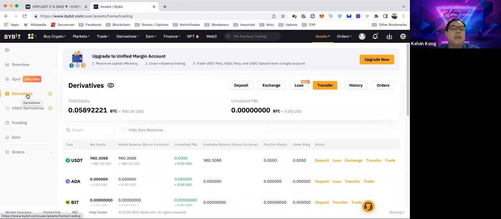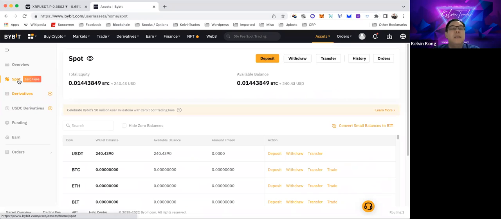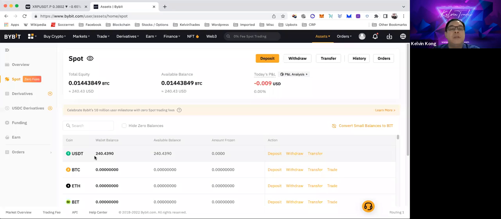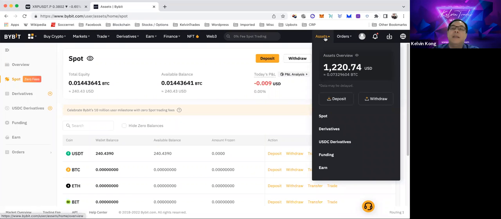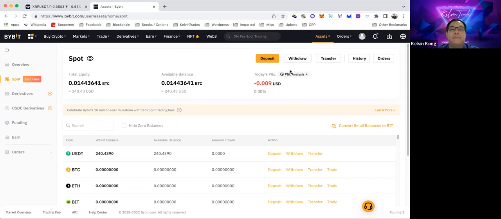So just in case you can't transfer USDT to your derivatives wallet directly, you can only transfer it to your spot. What you do is very simple. Once the USDT comes into your spot wallet, over here you see this word transfer. By the way, how do you get to this page? Over here you see assets, top right hand corner. You will see your spot wallet, derivatives wallet, etc. When you click your spot wallet, you will come to this page.